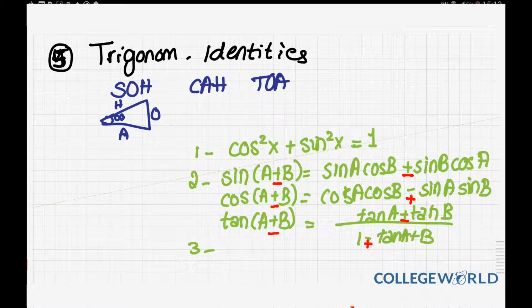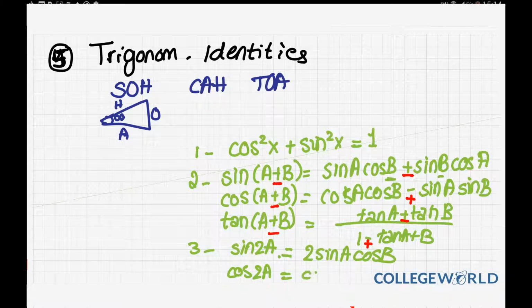Then you're going to move to the other examples. What other important ones can you face? There is the double angle formula, which is sine 2A and cosine 2A, where you simply replace your B's with A's and you're going to get them. Here, sine 2A is 2 sine A cosine A. And here cosine 2A is cosine squared A minus sine squared A.